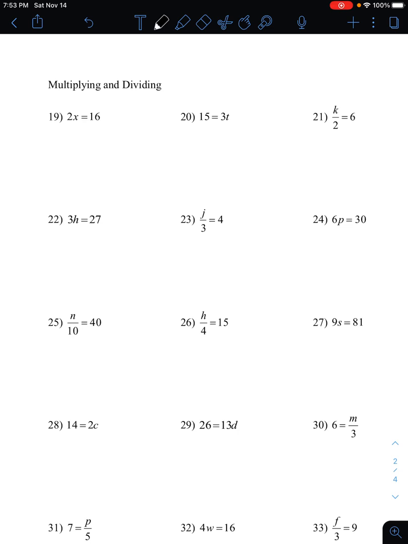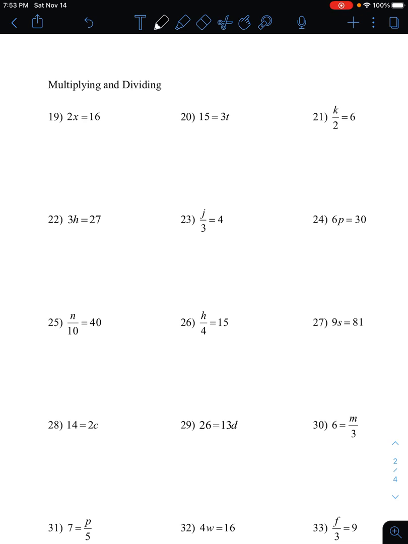So if we look at number 19 here, I want you guys to start reading these problems aloud in your head. Think about what these problems say. So if I was to read number 19 aloud, I would say 2 times x is equal to 16. So now as you're processing this question in your head, ask yourself, okay, what am I looking for? You're looking for x. Think about it. What is x? X is a number multiplied by 2 that equals 16.